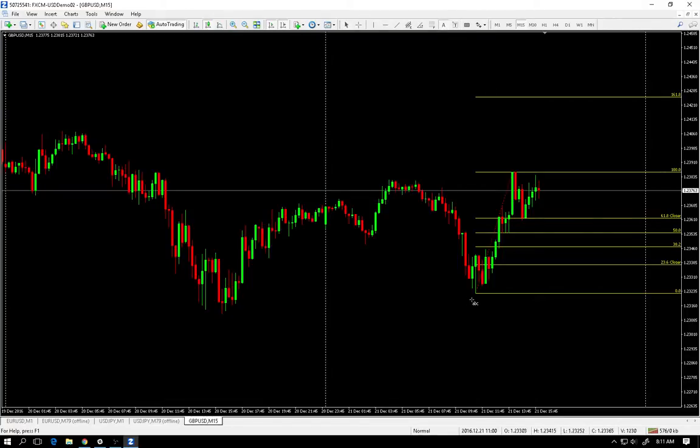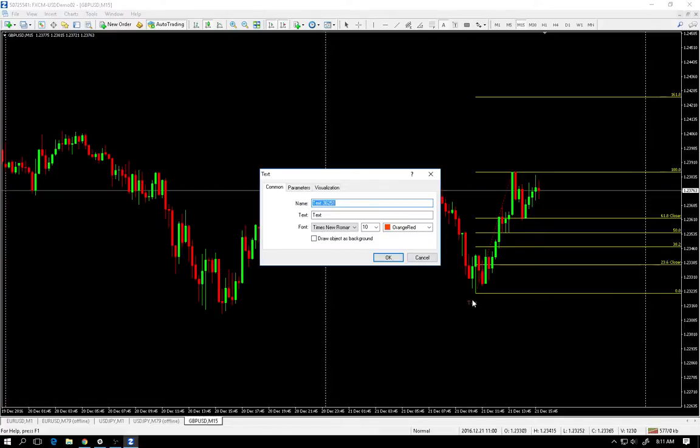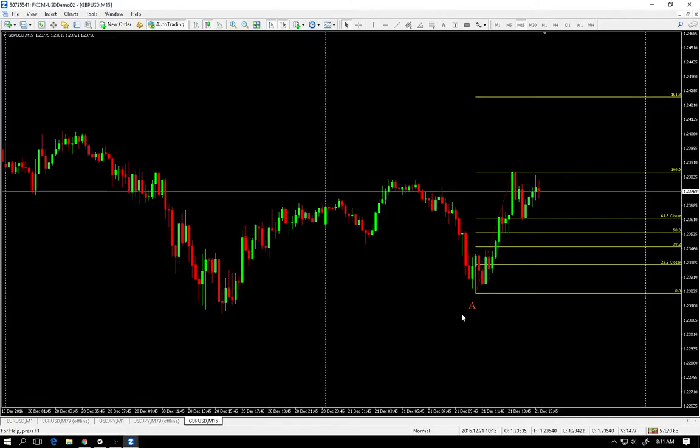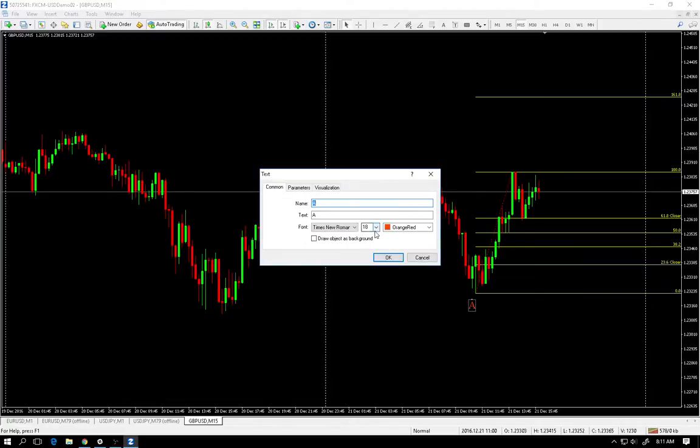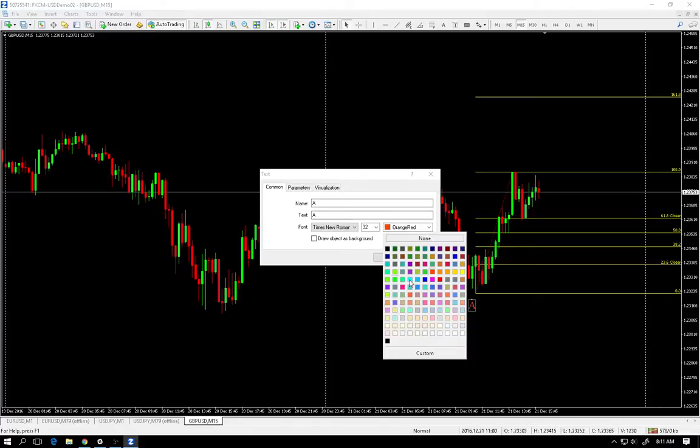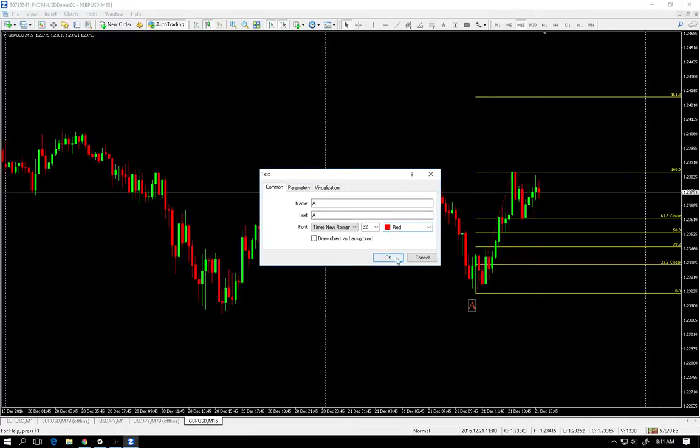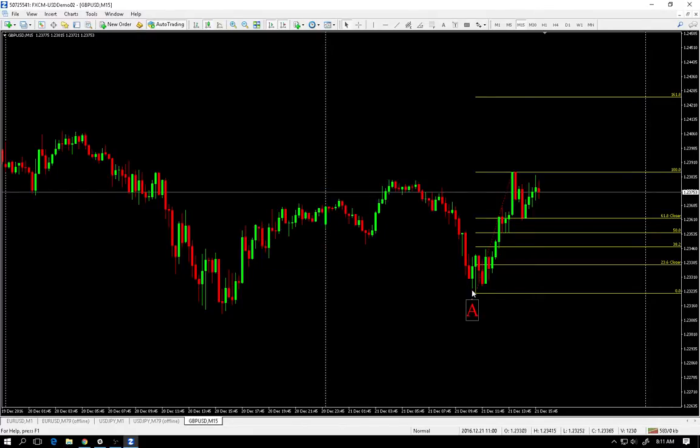Hopefully y'all can see this too, but if not, there's A. Let's see if we can make that bigger for you. And I don't like that orange red. And then we'll talk about key levels with it. So here's our A point.